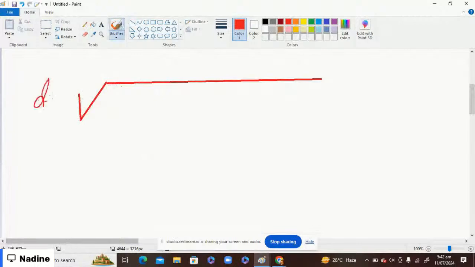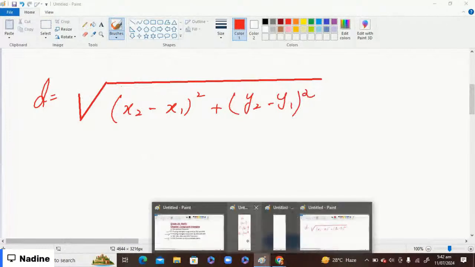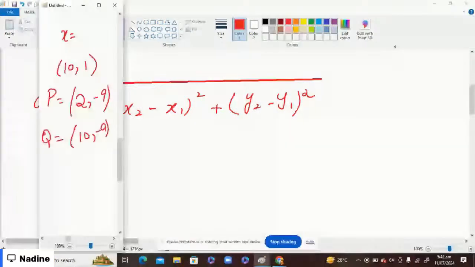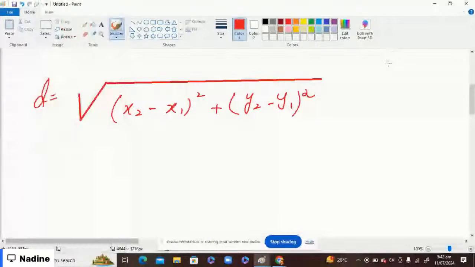So here, x2 minus x1 whole square plus y2 minus y1 whole square. Let me take some points here. If I'm going to use the P point, this is 2 and minus 9, and 10 and minus 9. Okay, these are the 2 points.